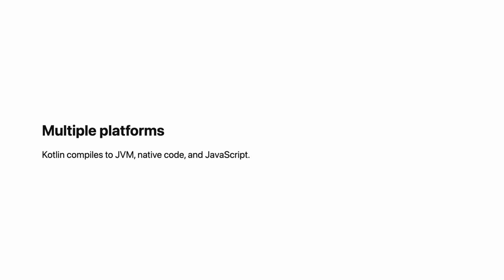Kotlin is not limited to the JVM. Kotlin Native compiles to machine code. It runs without a virtual machine. This enables iOS apps, embedded systems, and command line tools. Kotlin/JS compiles to JavaScript. It runs in browsers. You can share code between a Kotlin backend and a Kotlin frontend, and Kotlin Multiplatform lets you share business logic across platforms. Write once, use on Android, iOS, web, and desktop. The language is the same, the platform differs. This flexibility makes Kotlin valuable beyond any single ecosystem.